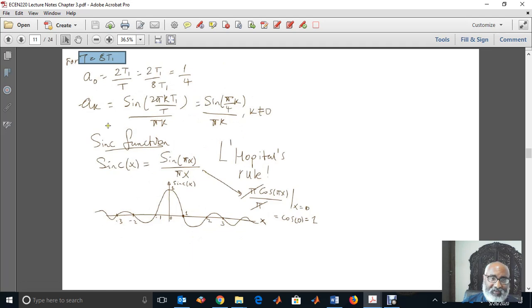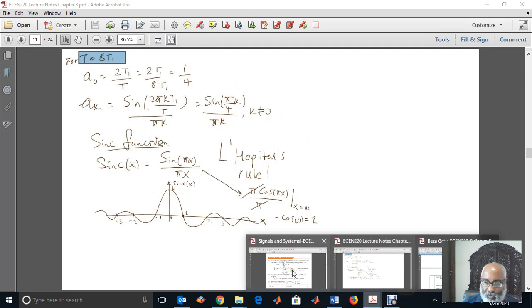So you can easily plot this actually. You can plot it with MATLAB, for example. You can give k from minus 20 to 20 and then define this function. But you have to force it at k equal to 0, a_0 is 1 over 4, and you plot it using a stem command, stem k comma a_k. Then you will have the discrete version of this continuous time sinc function.